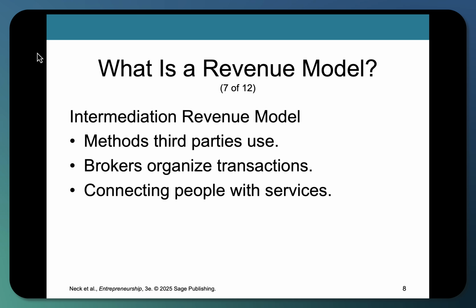Intermediation revenue model involves third parties such as brokers or intermediaries. Basically, a broker is someone who organizes the transaction between the buyer and the seller, so it's the middle person.